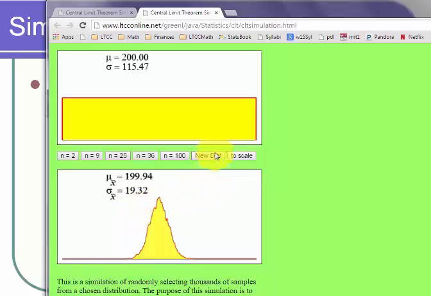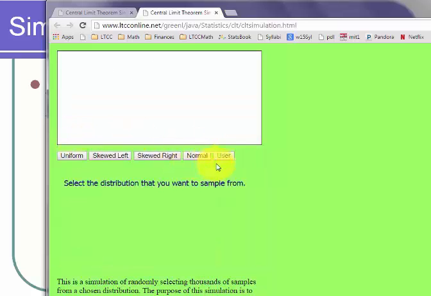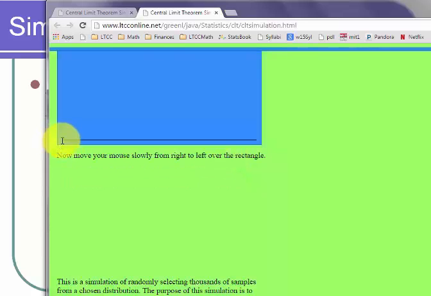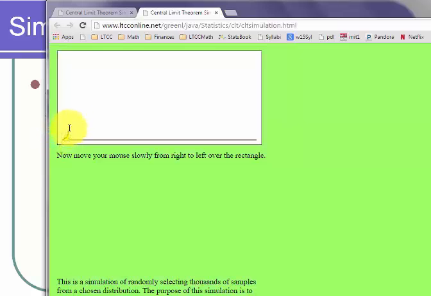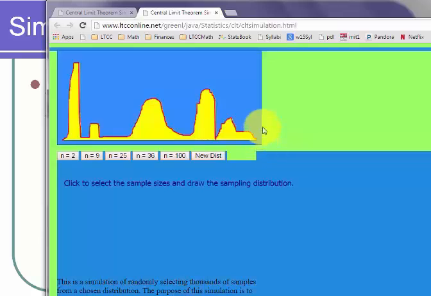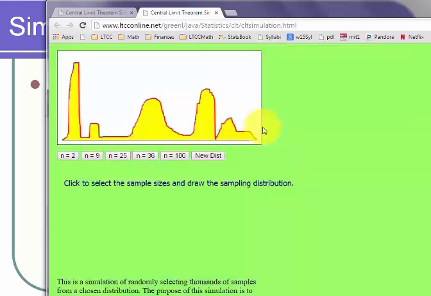This even works with some fun distributions. So if I start out with an interesting distribution, let's put a little skyscraper in here. Maybe a condominium. How about a little mound? And just all kind of funky stuff. Okay, so here's the distribution. So if we do a sample of size 2, do you think we'll get a normal distribution? Let's take a look.